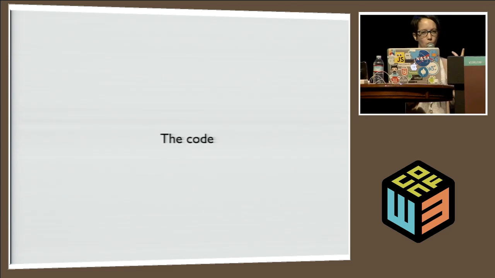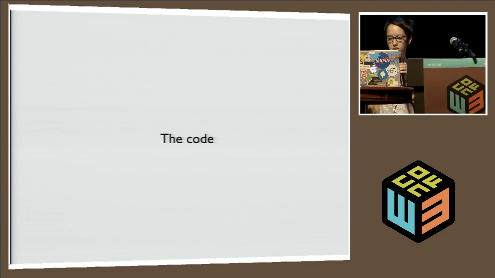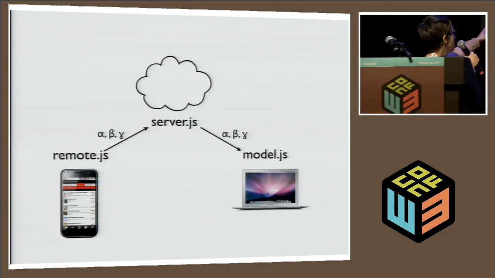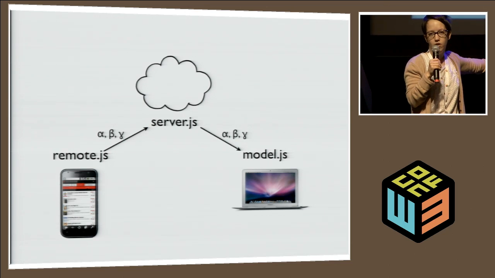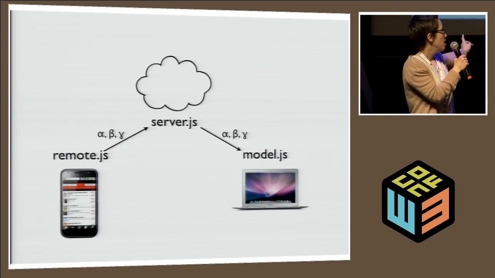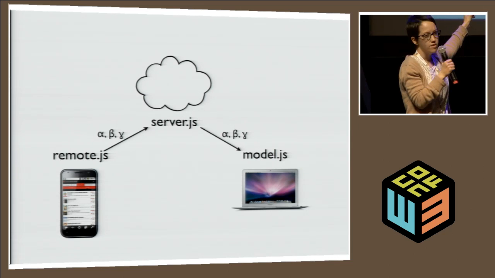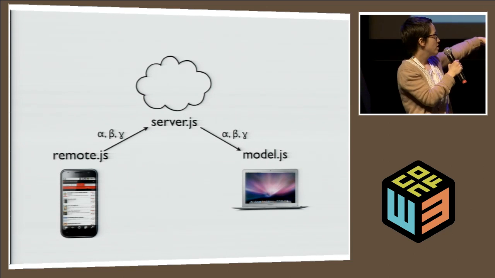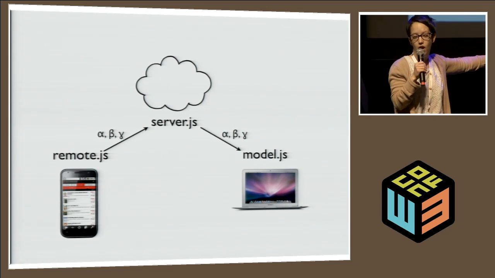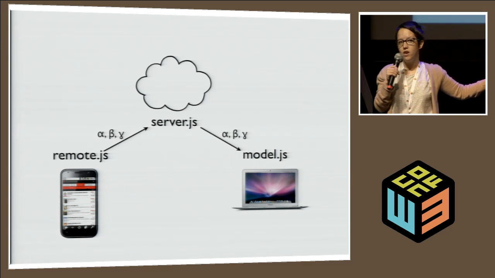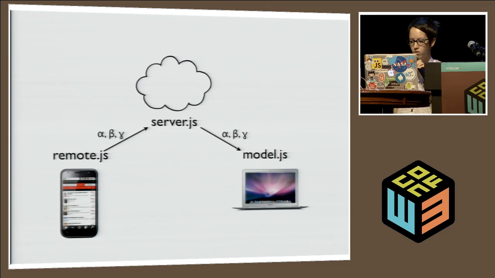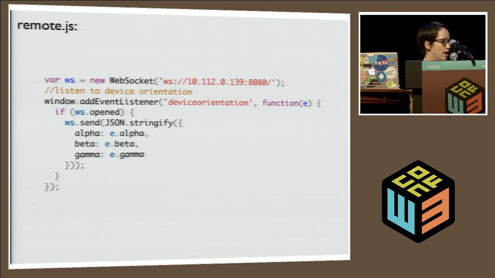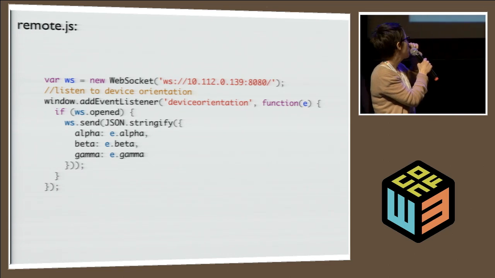So let's go for the code. My application is very simple: it just gets the angles on the phone, then sends them using WebSockets to a server, and they're broadcasted to the model, which uses 3JS to move the model around. So let's look at the remote JS code.